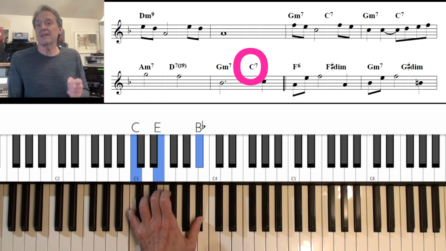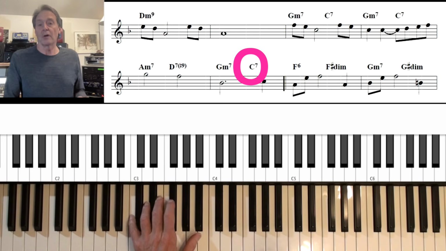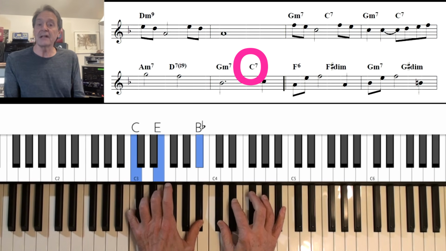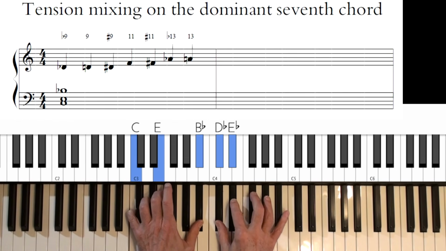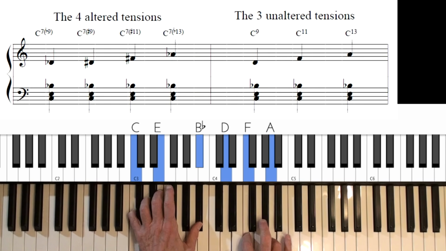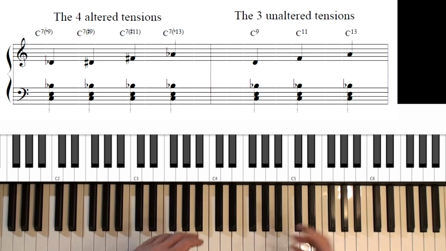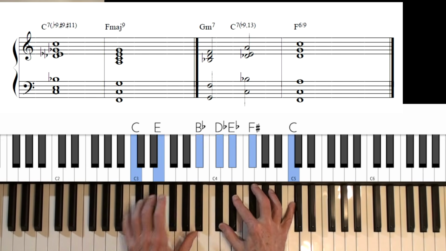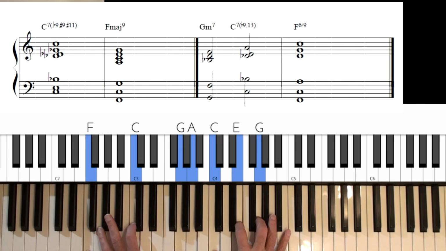And I picked this key because when we're playing a C dominant seventh chord, the altered tensions are black keys, and the unaltered tensions are white keys. So let's talk about what they are real quickly, and then how we can mix them and then create very beautiful and rich dominant seventh chords.